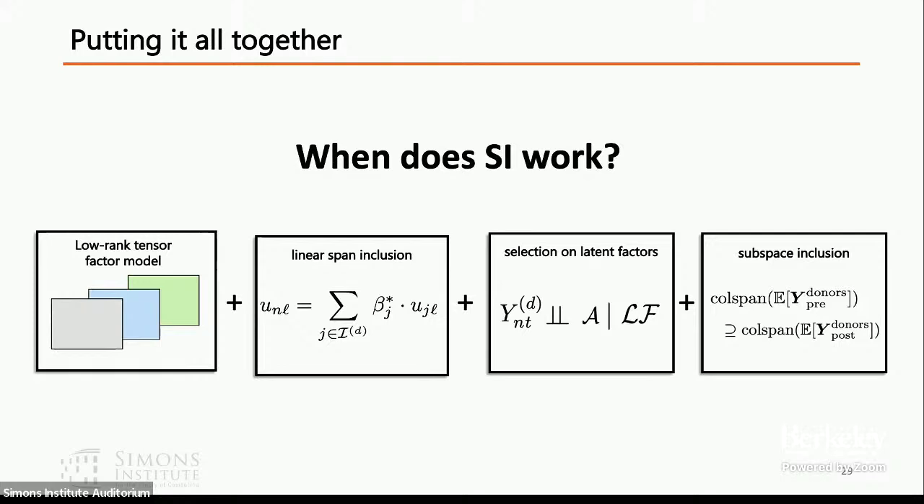The linear span inclusion, you can look at the pre-treatment fit. So we can hold out a little bit of the pre-treatment data and see how well you can fit it. If it doesn't fit well, that means linear span inclusion is not holding. So then don't use it. Subspace inclusion, we provide a formal hypothesis test. The selection on latent factors is a somewhat philosophical point. It holds for free, obviously, in an RCT. I think what it really precludes you from is adaptive assignment of treatment. That's really when it breaks down.